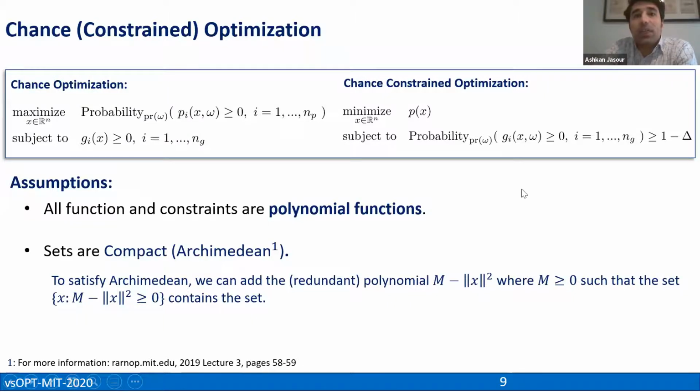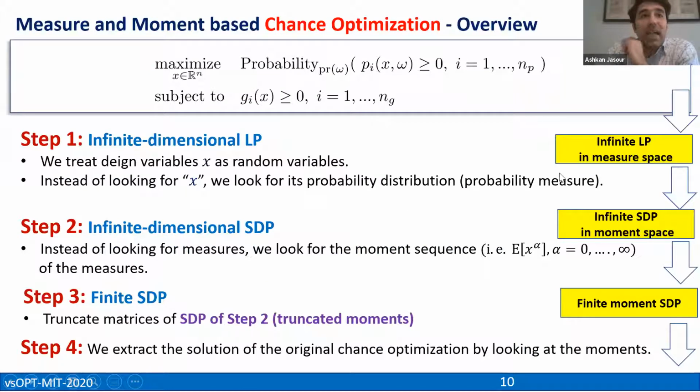So before I get into details, these are the steps we need to take to find the convex relaxations and solve the chance optimization. In the first step, to solve this chance optimization, I'm going to treat design variable x as a random variable. So by doing so, instead of looking for x, I am going to look for its probability distribution. By doing so, I am going to obtain an infinite dimensional linear program in terms of measures.